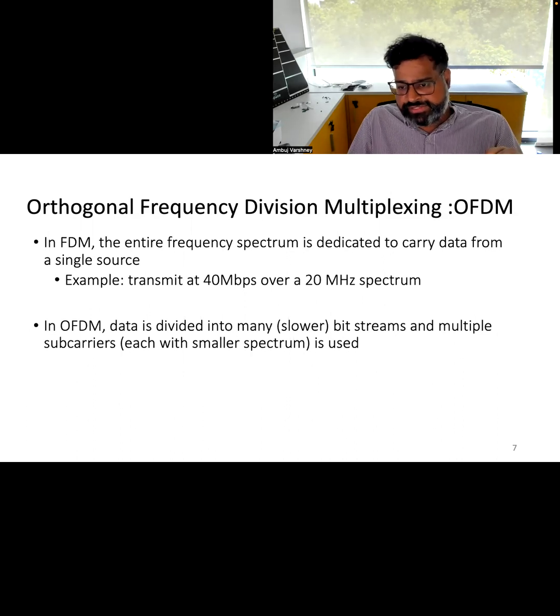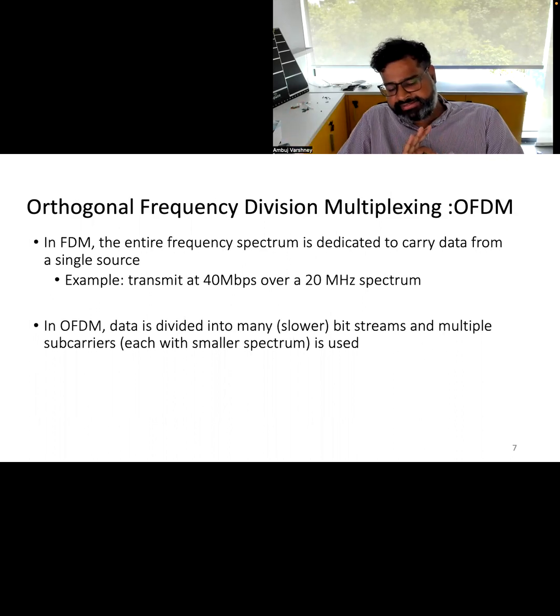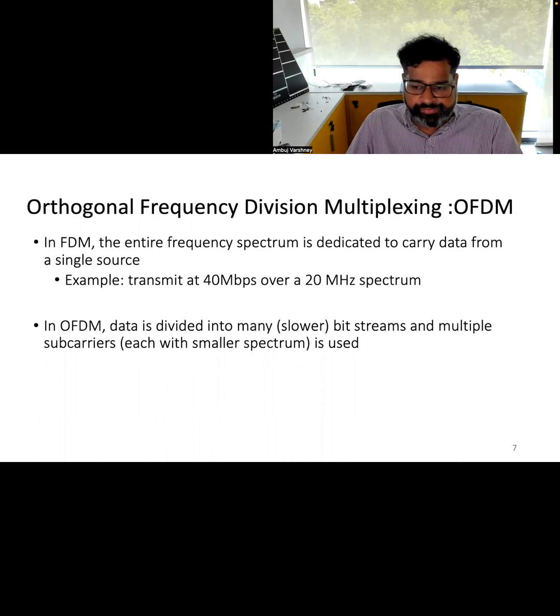So while FDM uses separate frequency bands, which are also sometimes called guard bands, to prevent interference, OFDM has these subcarriers which are very closely spaced. But these subcarriers are orthogonal, which means that they don't interfere with each other. So unlike FDM, you don't have guard bands and these carriers are much closer, but they are placed in a way that they don't interfere with each other.